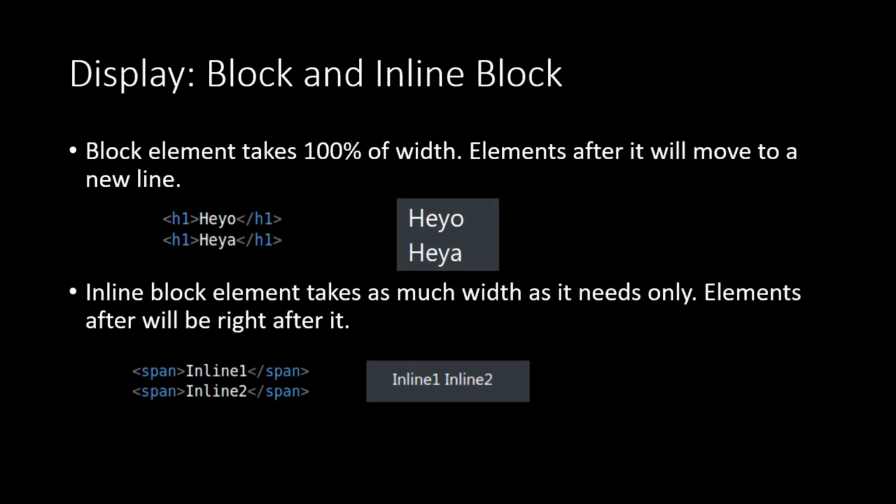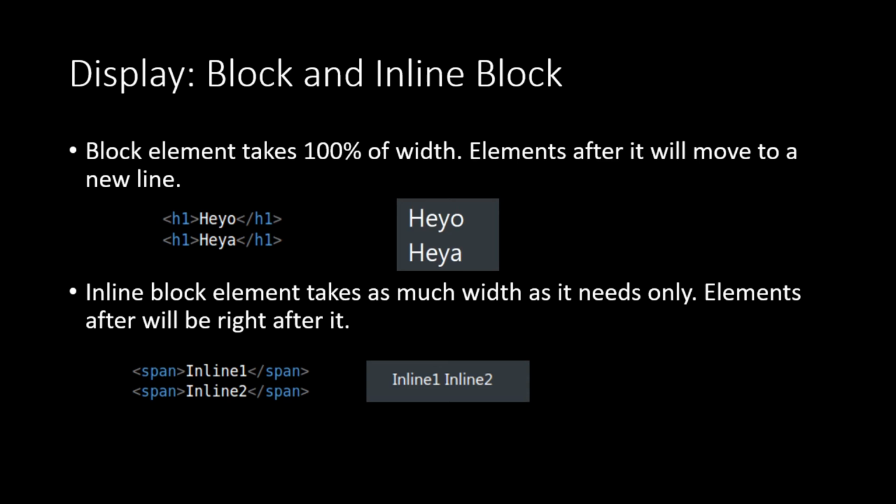Lastly, I want to talk a little bit about the block and inline block element. There are 2 types of HTML elements. The first one is known as a block element, where it takes up to 100% of the width. Any elements that are placed after it will move to a new line. As you may have noticed already, headings are block elements. So every time we put in headings, any elements after it will be placed on a new line.